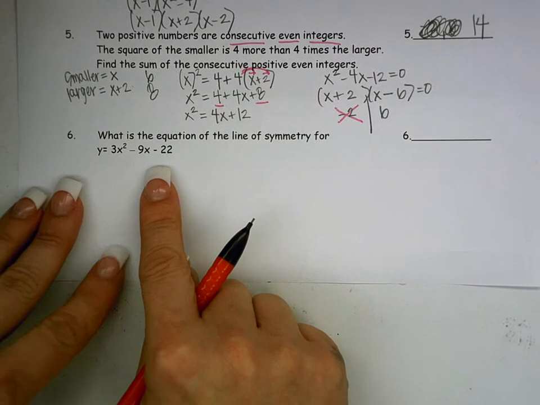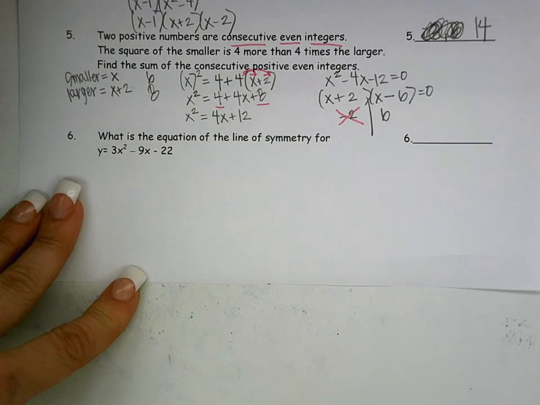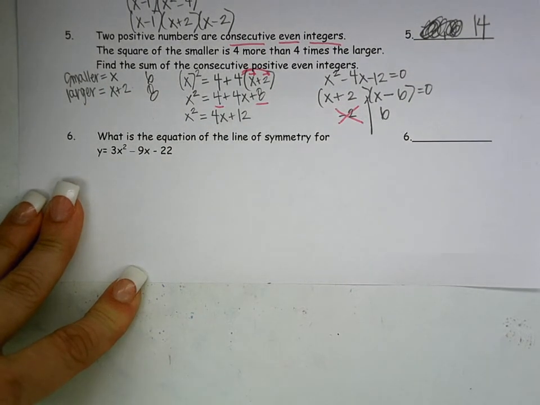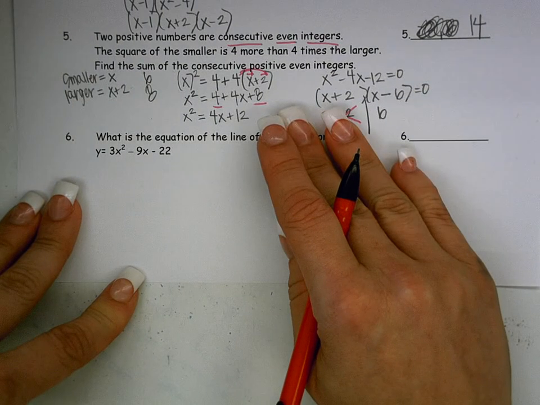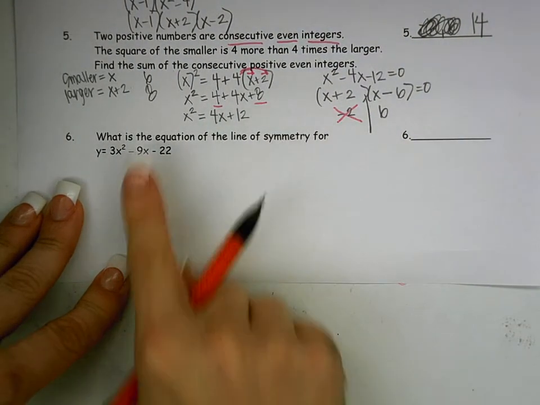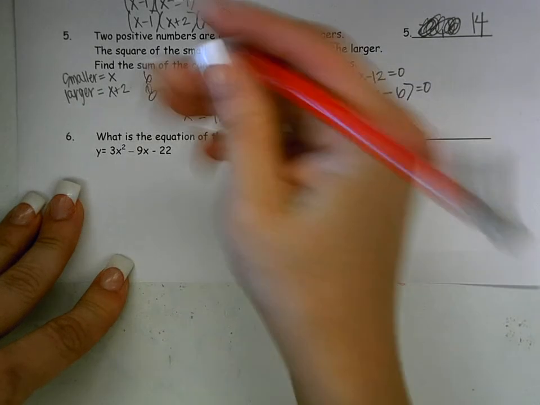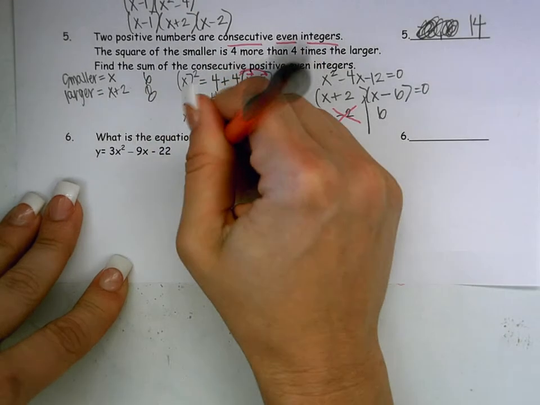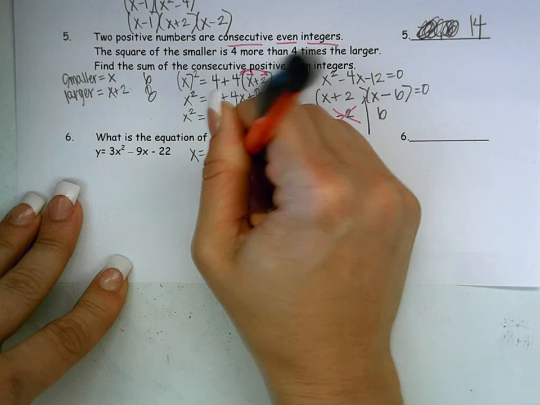Okay, for number 6, so most of the rest of these are going to be about parabolas. Okay, so there's going to be a big section about factor and solve. Then we're going to go into parabolas. So what's the equation for line of symmetry? Okay, this one is written in standard form. So from standard form, you're going to do x equals negative b over 2a and plug in.